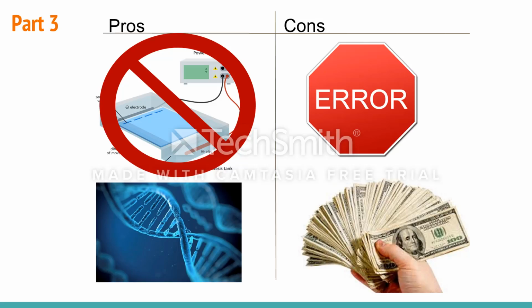qPCR is advantageous to use in the sense that it is quick and convenient, because the natural process eliminates the need to make a gel and perform electrophoresis. Since qPCR is a closed-tube system, there are fewer opportunities for contamination. The process is also highly sensitive and therefore open to error, and it's extremely expensive.